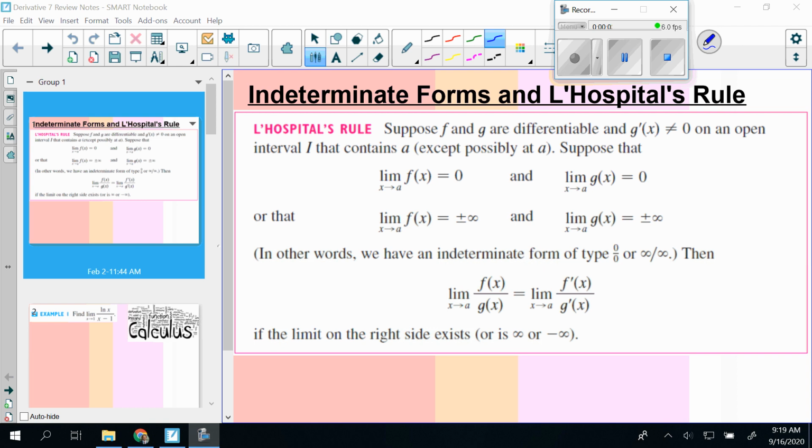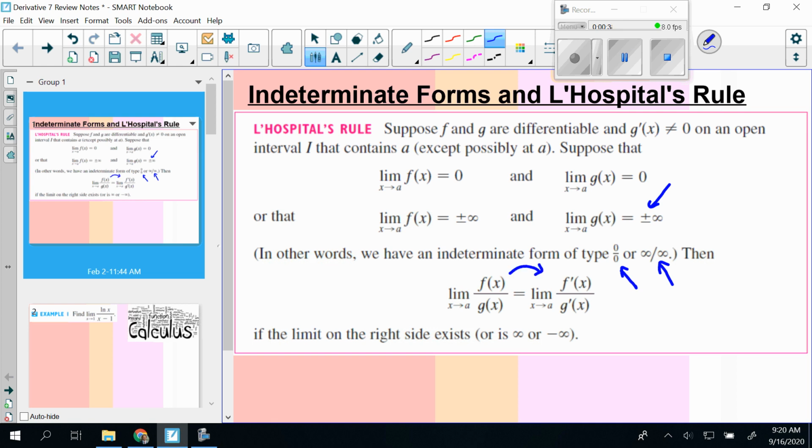All right, we're going to review indeterminate forms and L'Hôpital's rule. L'Hôpital's rule is a way to evaluate limits if your function makes one of these two indeterminate forms, either 0 over 0 or infinity over infinity. It could end up being positive or negative infinity, but you have to have one of those two forms.